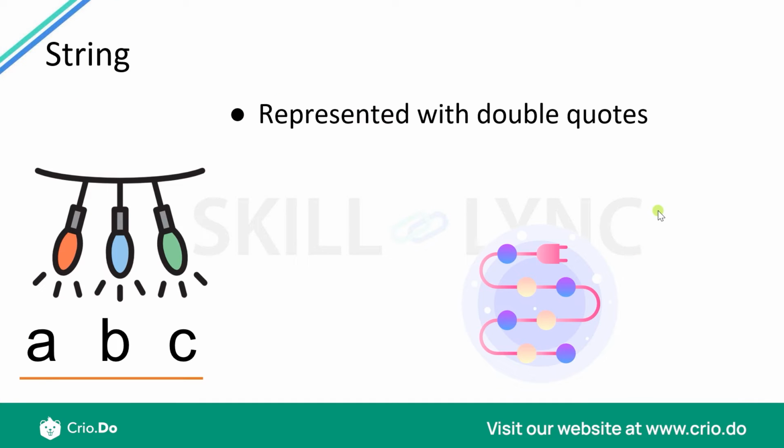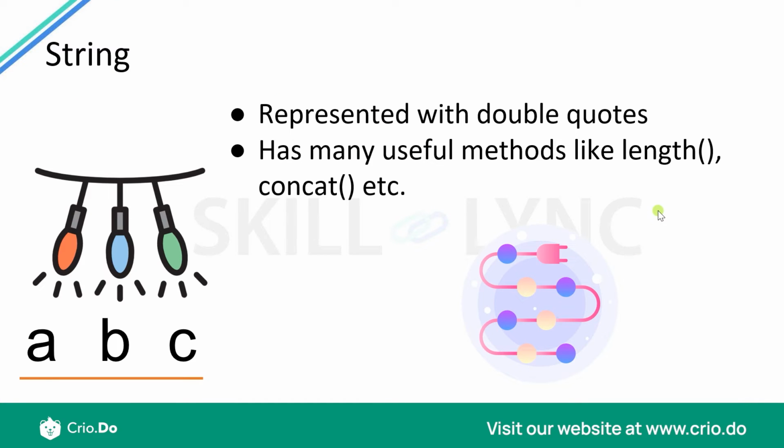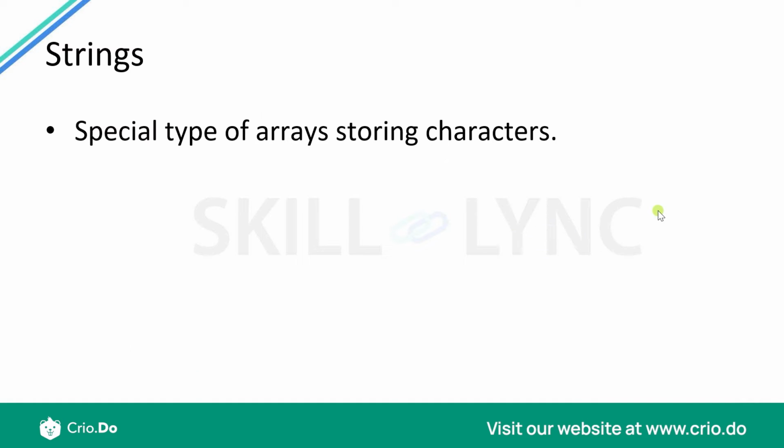So now we saw that a string is represented by double quotes. It has many useful methods. Strings are actually special types of arrays, which are storing characters. Remember, Java strings are immutable. What is the meaning of immutable? Immutable means that once I assign the string some value, then I cannot change it. What if I want to really change it? Then what happens is that Java actually creates another string with the new value and assigns that new object to your name or your reference which you have created.